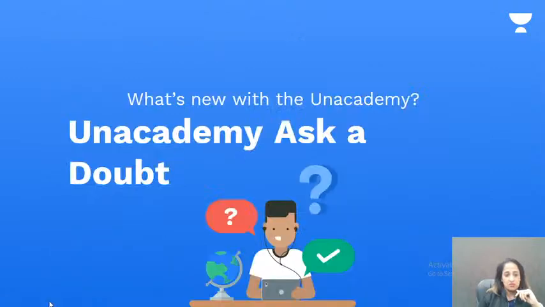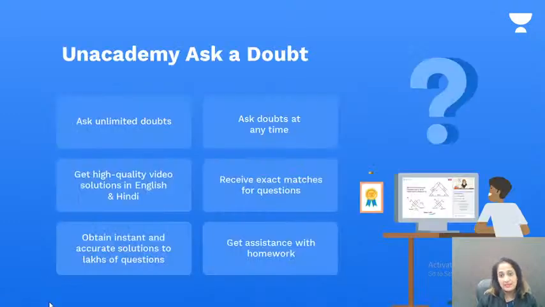All right, so what is this new feature on Unacademy, that is Ask a Doubt? Ask a Doubt means when you are preparing for your exams, definitely there are so many things going on, and you have questions, you have doubts, but you don't know where to ask these questions. So that is the reason we have come up with this exclusive feature for all of you, so that you can ask your queries. But how does this work? Let's go over it quickly.